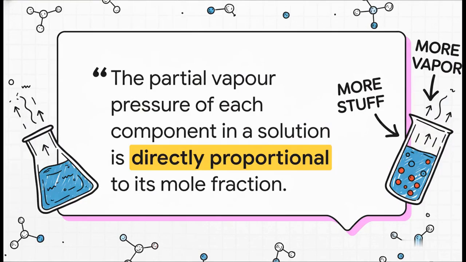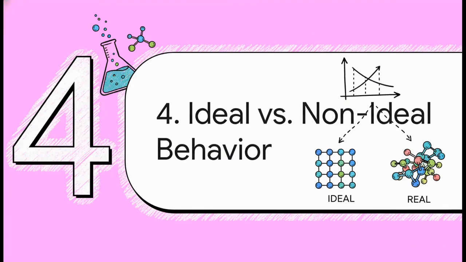Okay, now for liquids. Raoult's law sounds way more complicated than it is. All it's really saying is that the more of a substance you have in a mixture, its mole fraction, the more it contributes to the overall vapor pressure above the liquid. Basically, more stuff means more vapor. That's it. But does Raoult's law work perfectly every single time?